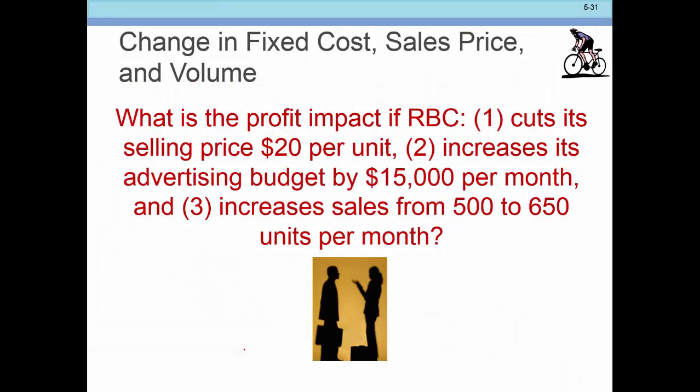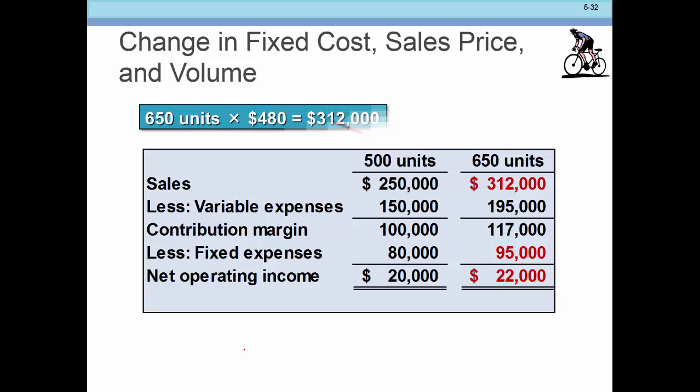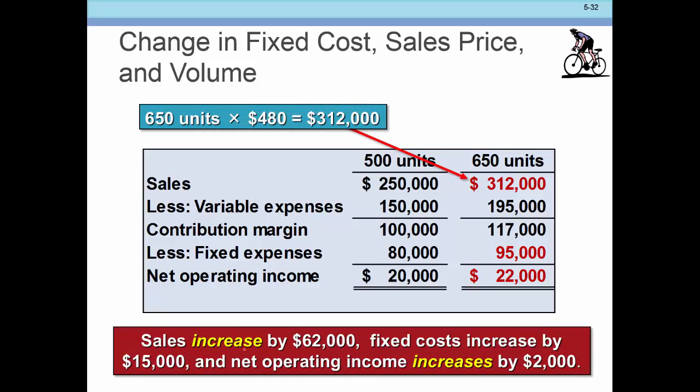Let's see what happens if I cut my selling price $20 per unit, increase my advertising budget, and now I'm going to have a pretty nice jump in the amount of units that I sell. Let's see if that helps out. And again, the takeaway from these examples is simply what? Using the contribution format to the financial statements.